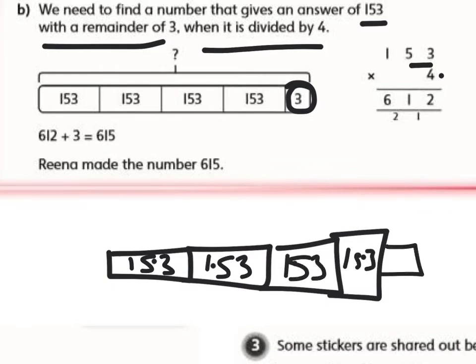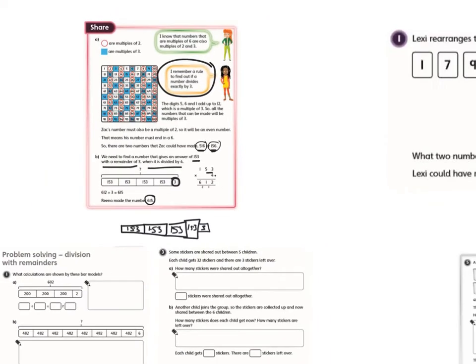And then you just, on the end, you got your remainder, your plus 3. So even if your bar model looks as scruffy as that, please send it in to me. I do like seeing the models that you draw that shows your thinking. So Rena made the number 615. Again, well done if you got that one.